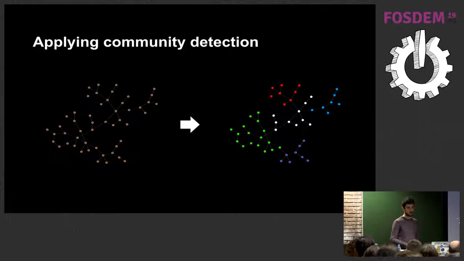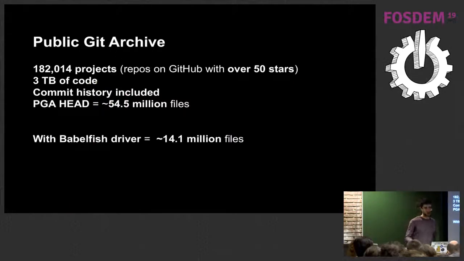So that was it for the Gemini algorithm. Now I'm going to talk a bit about the results I got while applying it. I used Public Git Archive. Public Git Archive is the largest data set of source code in the world. It's maintained by source{d} and is basically created from all the repos in GitHub which have over 50 stars. It has the neat property, which we didn't use in my case, that it includes all of the commit history. But as I said, I didn't use that, and I only took the head, which still amounts to 54.5 million files.